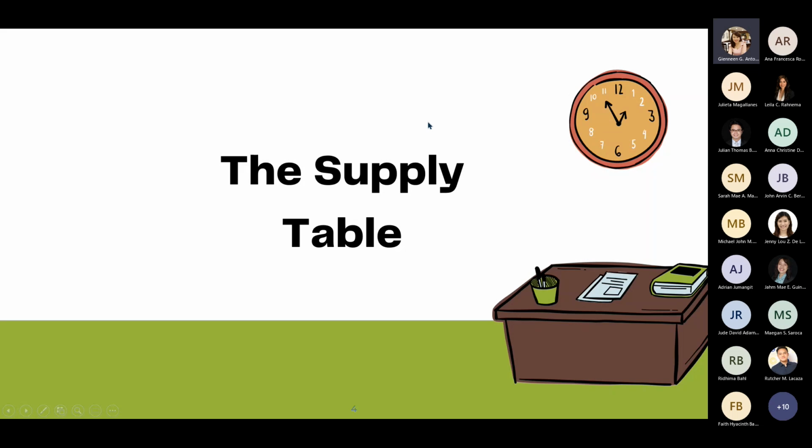All right. So I'll be focusing on the supply table for this afternoon's discussion and the colleague on the use table. This will be pretty basic. Please do let me know if you'd like me to slow down or speed up the discussion.